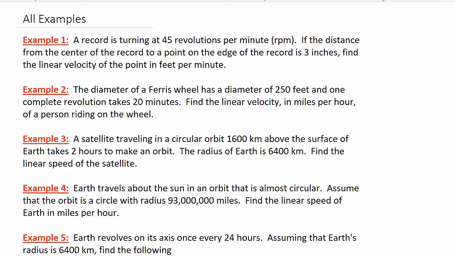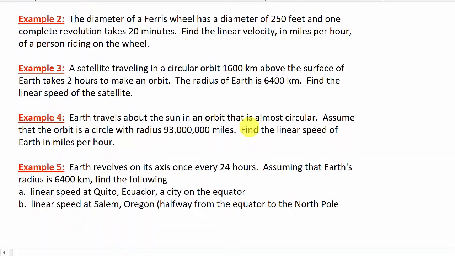Alright, so we're going to look at solving problems with linear velocity. These are the examples that I'm going to work: Example 1, 2, 3, 4, and 5. You can take a look at them. Each problem will have its own video, so this will be video example 1, 2, 3, 4, and 5. And there's 5. Check it out. It has a little twist to it there.